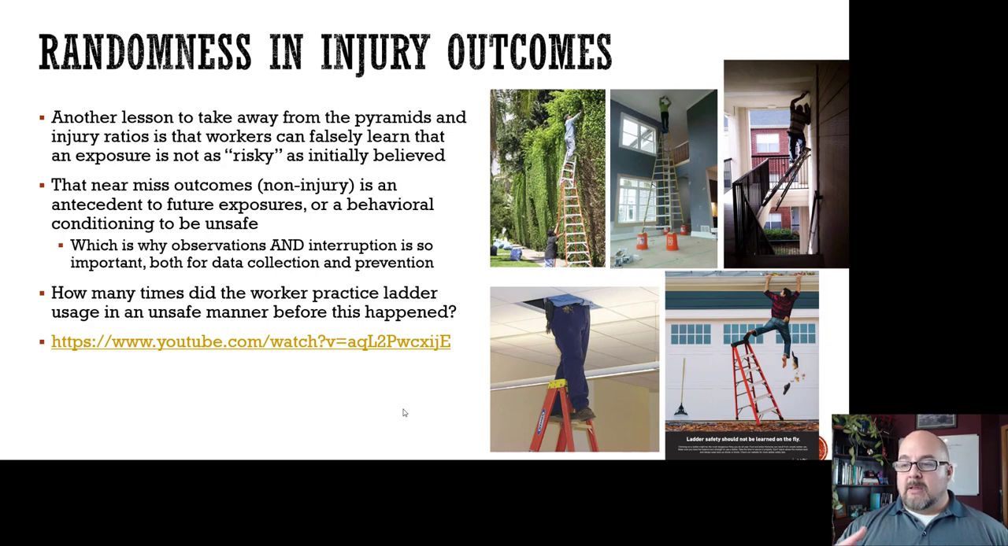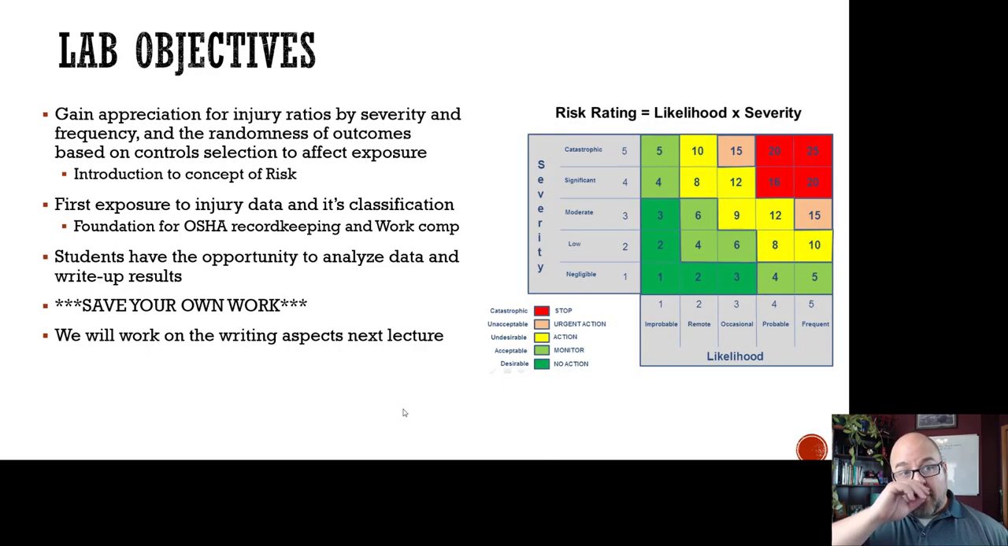That doing something this risky doesn't result in injury, but that's the nature of safety. There is randomization, there is luck, which is why I'm using a die, generating numbers for whether somebody gets hurt or not and what happens. So I want you to gain an appreciation for the idea of likelihood and severity. And I talked about using the hierarchy of controls.